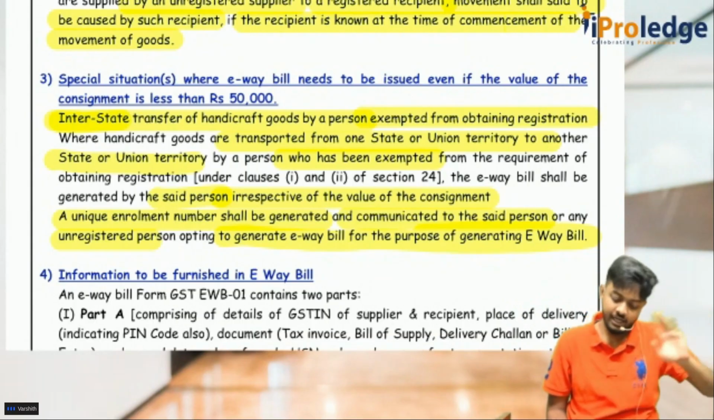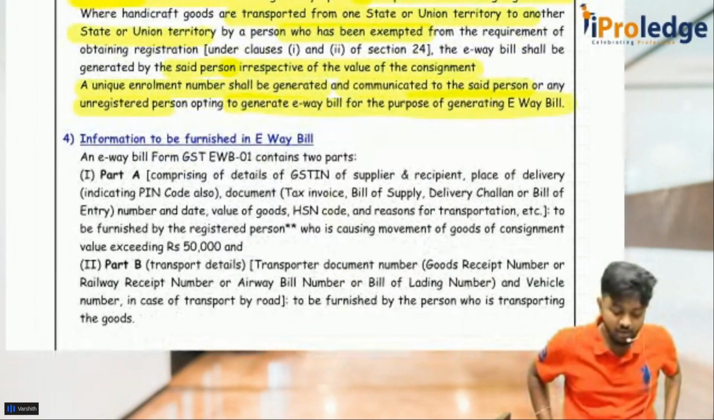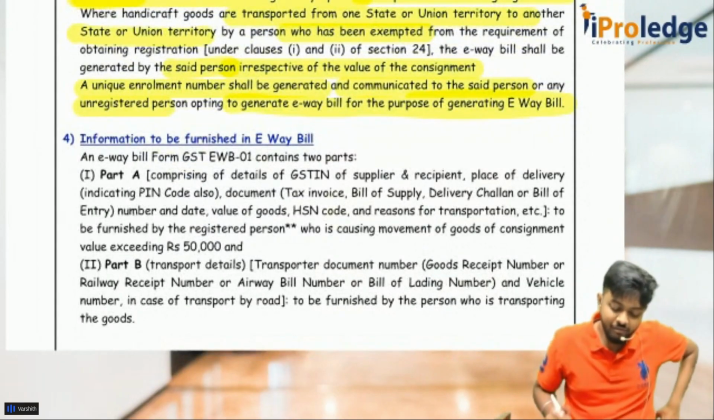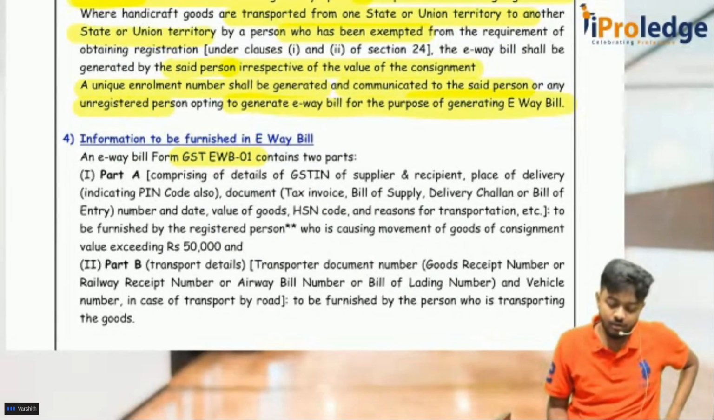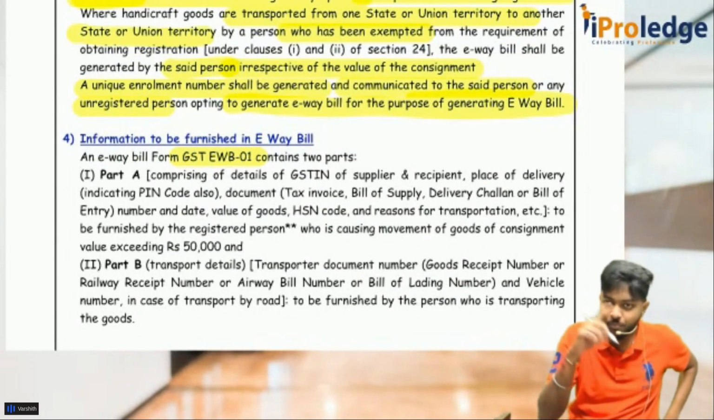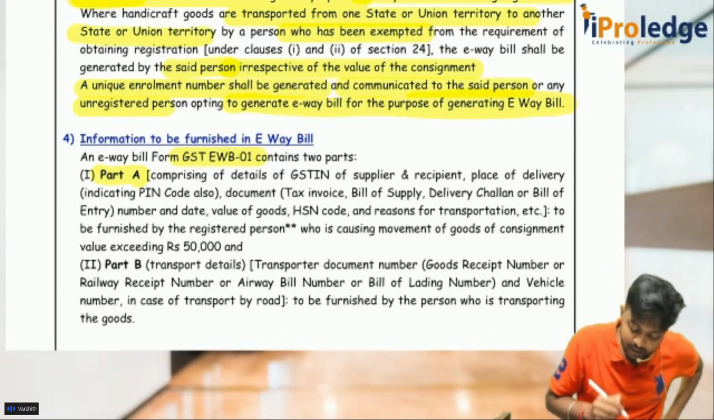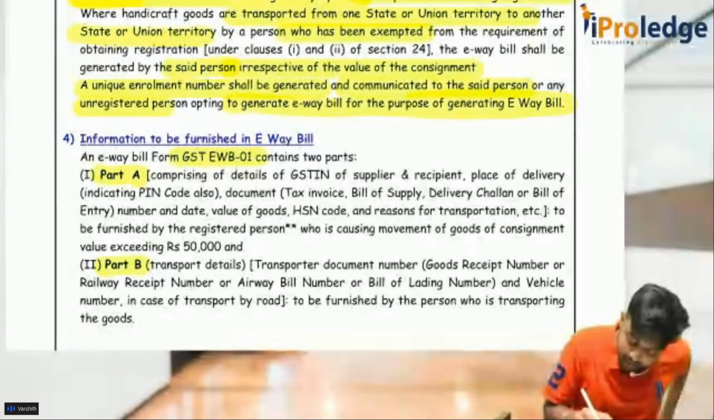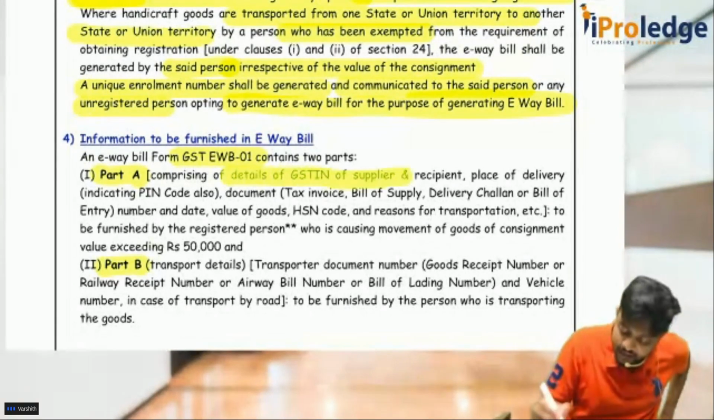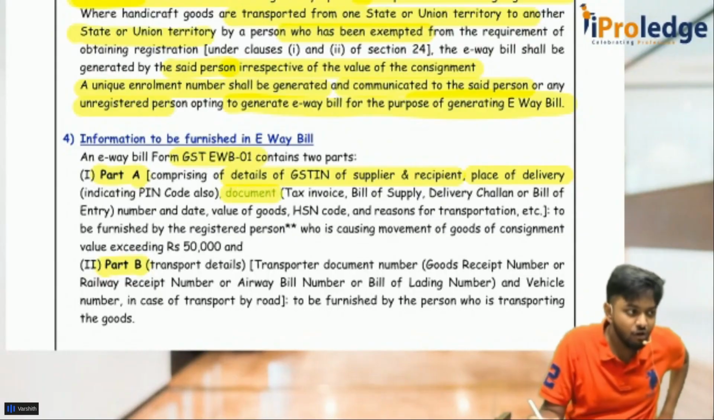Clear? Done. Next. What is the information to be furnished in e-waybill? An e-waybill will be filed in which form? GST EWB 01. There are two parts to the e-waybill: part A and part B. In part A, I'll give details of GST of the supplier and recipient, the details of place of delivery, and I'll also give the details of the document.